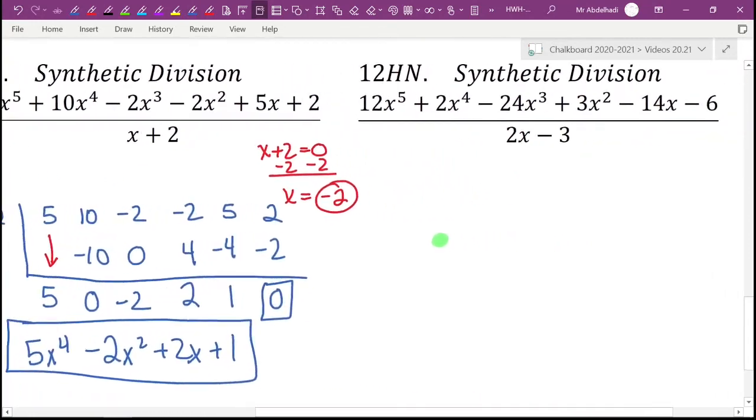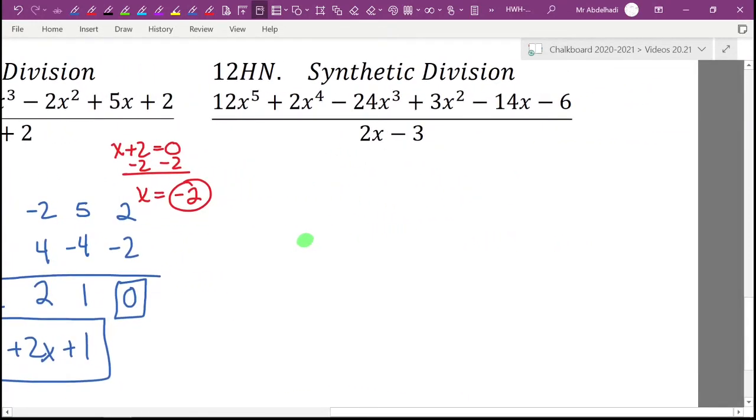Finally, number 12. Now, number 12, you could do by long division, but I'm telling you specifically, do it by synthetic division. Now, it's not in the form of x minus c. It needs to be in the form of x minus c. The only thing you can do is divide this by 2 and this by 2, and now your divisor becomes, 2's cancel out, x minus 3/2, and that is x minus c. Your c just happens to be 3/2, right?